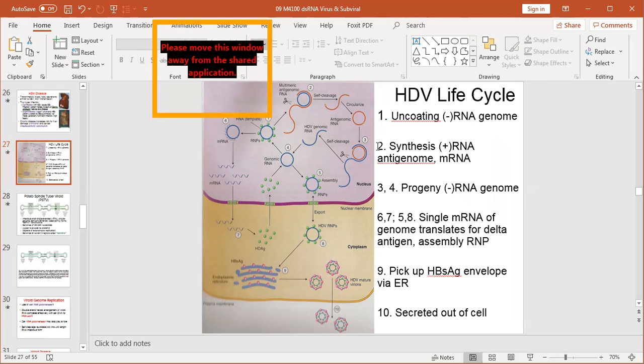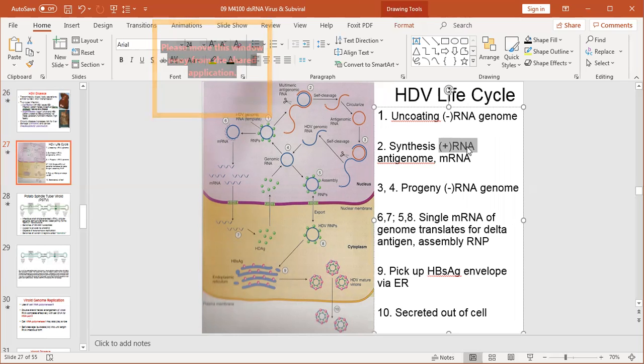Then we have the synthesis of a positive RNA. Negative RNA is the genome, positive would be the anti-genome, as well as making messenger RNA. The double-stranded positive and negative will be used as the progeny for those RNA viruses, as the negative RNA genome for the progeny viruses.